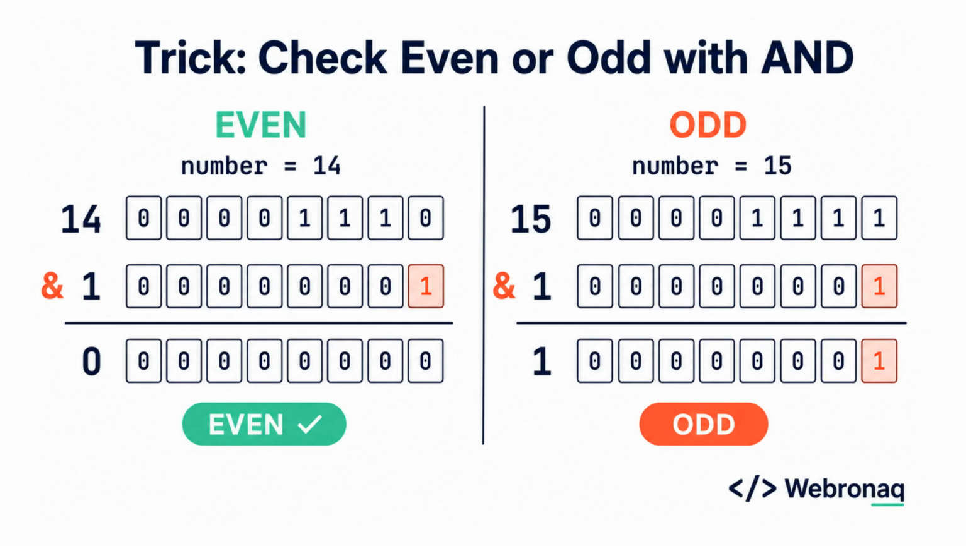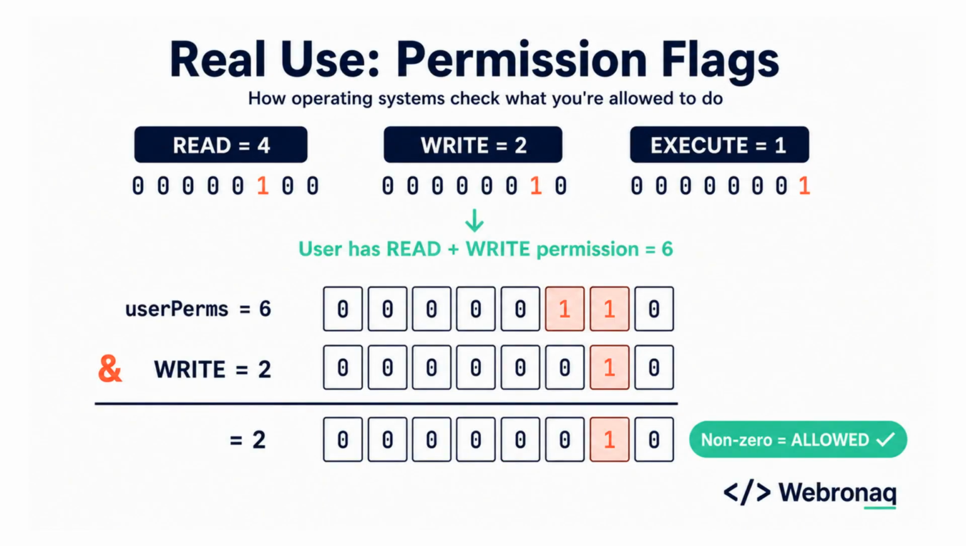This operation runs in a single CPU cycle, which is why it's used in performance-critical code like game engines and graphics drivers. Here's where bitwise AND really earns its keep. Permission systems. Every operating system, from Linux to Windows, uses this exact trick under the hood.